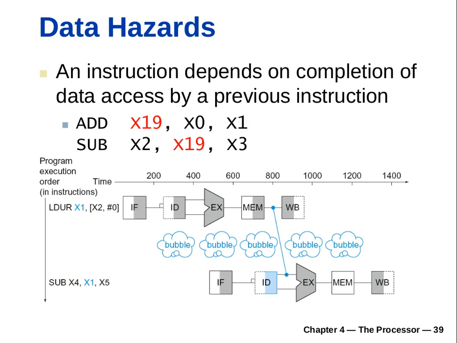Okay? Now the next one is data hazard. So this is illustrated in this example. Okay? An instruction depends on the completion of data access by a previous instruction. So let's say you have this instruction, ADD X19. So these are registers. X19 is the destination, X0 and X1. Okay? And the next instruction is subtract, X2, X19, X3. So if you draw the different stages in the pipeline in a timing diagram, right? So this is what will happen.